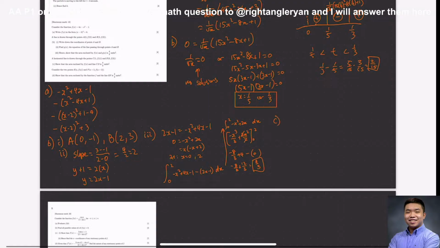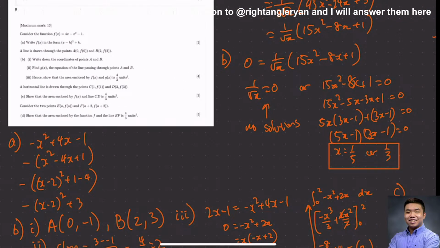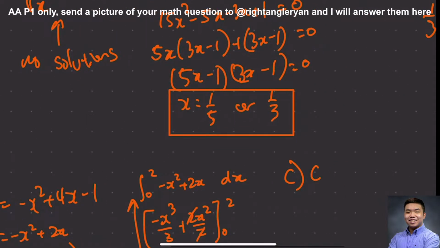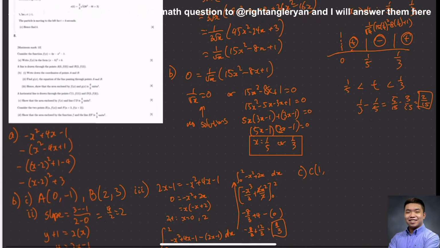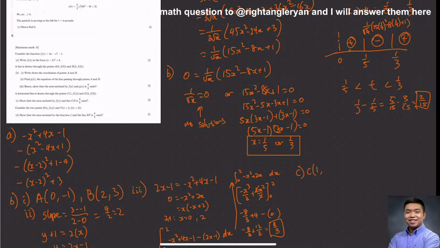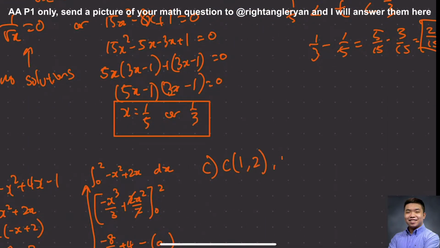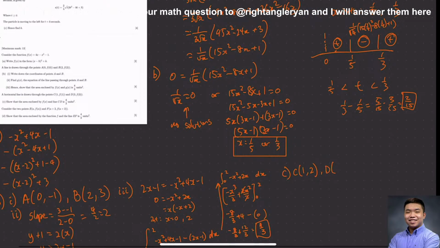Okay. Part C. Show that the area enclosed by f and the line CD is 4 over 3 units. So I need to find point C again, point D again. My goodness, this is so annoying. 1, comma, what's f of 1? f of 1 will be 4 minus 1 minus 1. 4 minus 1 minus 1 is going to be 2. Okay, and then point D will be 3 and 12 minus 9 minus 1. 12 minus 9 is 3. 3 minus 1 is 2.